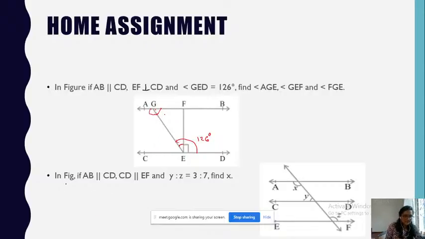And in the second one, in the figure, AB is parallel to CD and CD is parallel to EF, and the ratio of some angles, Y to Z, is given to be 3:7. So find the angle X. Try this and if you are not getting the answer, we'll discuss it tomorrow. Is that clear? Questions 2 and 3 from exercise 6.2. So try to find the answers of these questions.